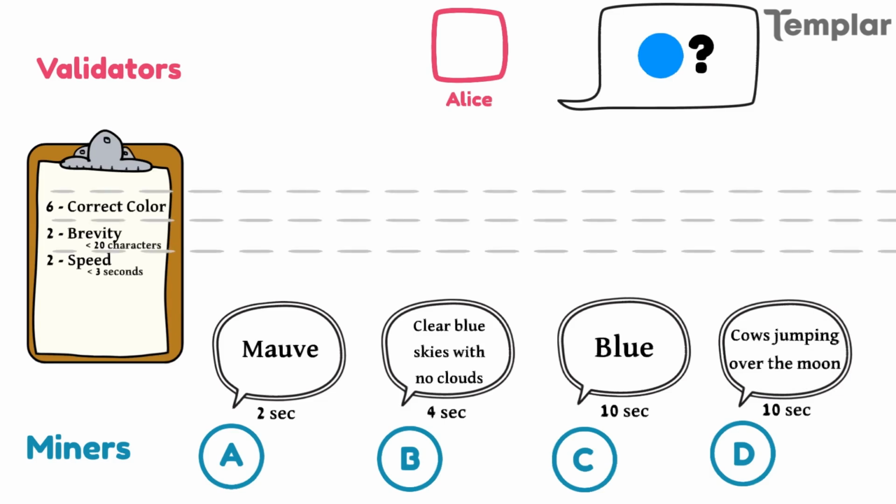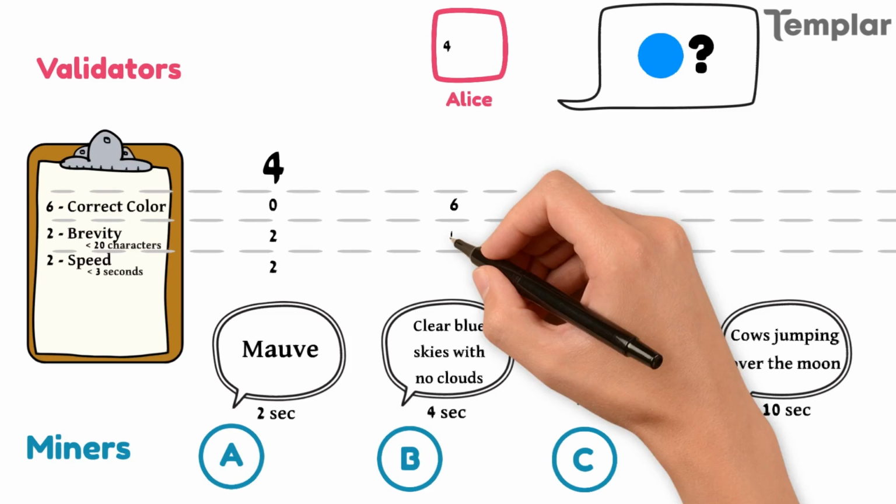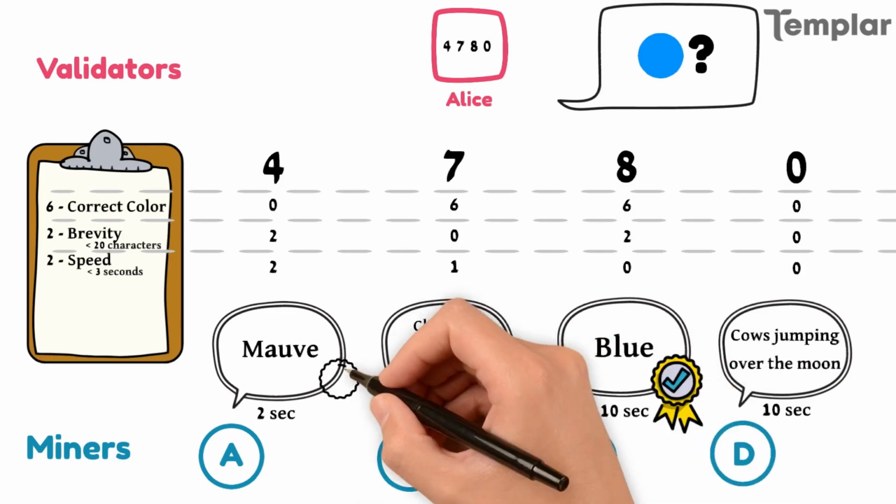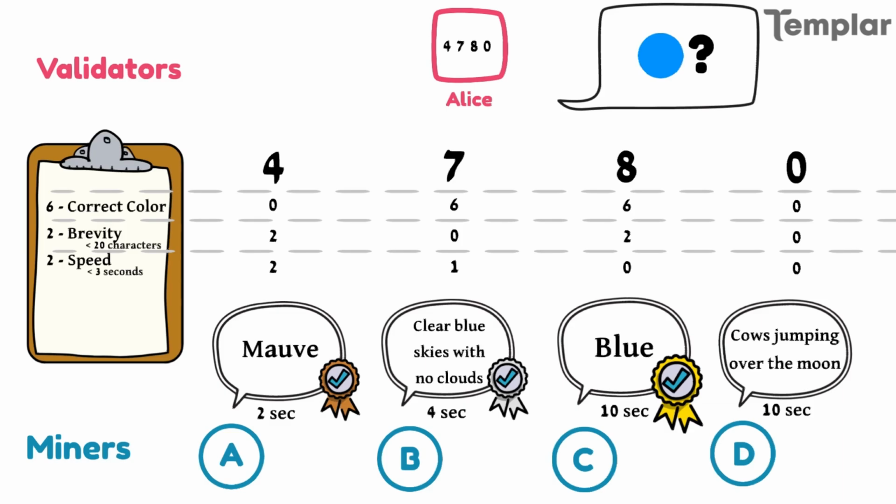Miner A has given a poor answer, but very quickly and concisely, so they receive a 4 out of 10. Miner B has given a long but good answer in a reasonable time, so they receive a 7 out of 10. Miner C has given a short good answer, but it took them a while, so they receive an 8 out of 10. Miner D has given a lengthy bad answer very slowly, they receive 0 out of 10. So according to the subnet's incentive mechanism, Alice found that miner C was the best, followed by B and A. So Alice will rank the miners in this order.